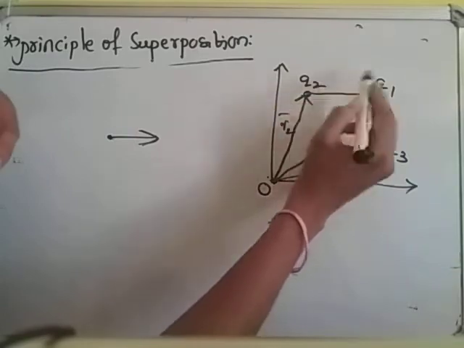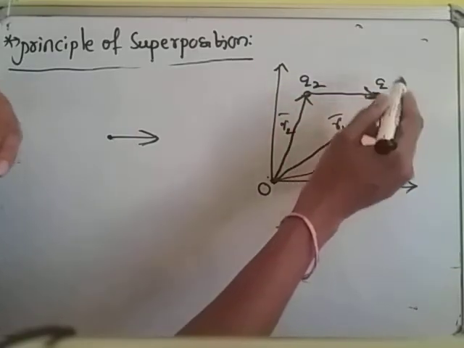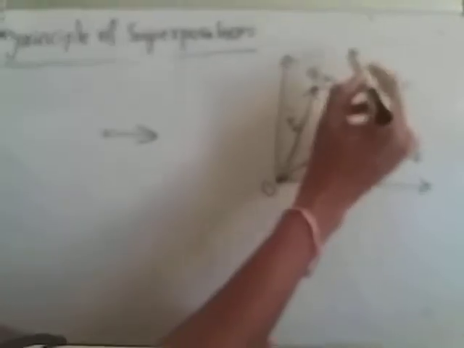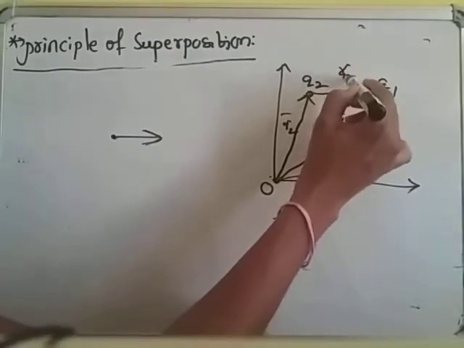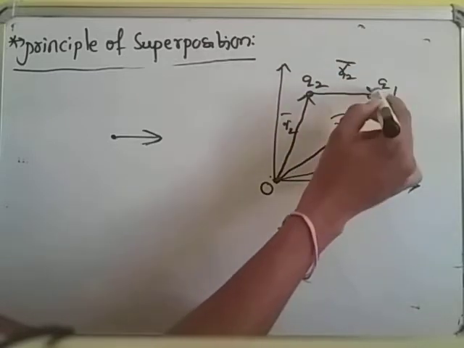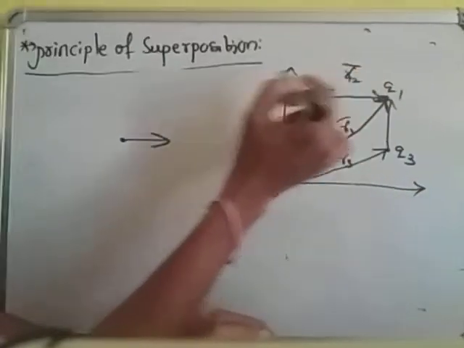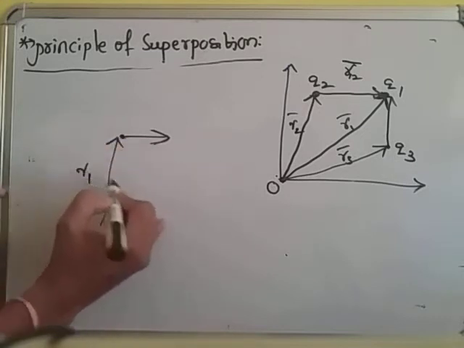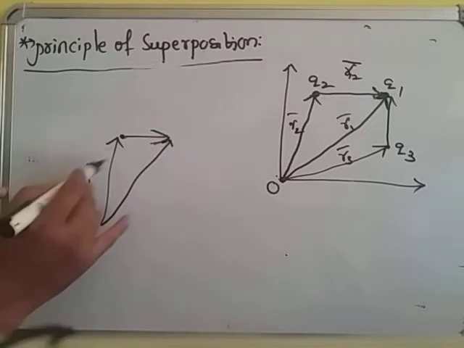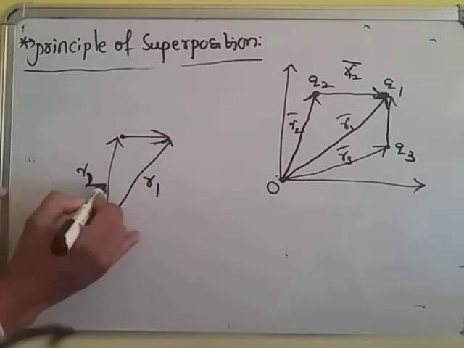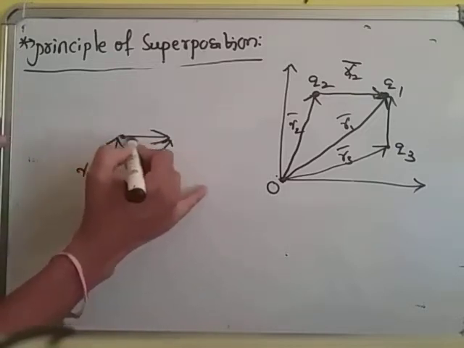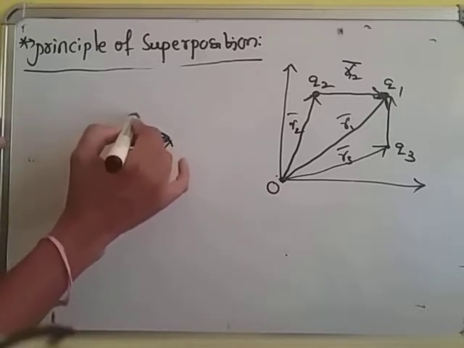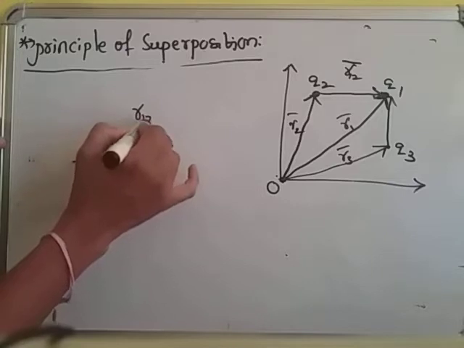If you want the Q2 Q1 distance in vector form, then by using the triangle law we will get this one as R12 bar, the position vector of 1 with respect to 2. If we write it on the right side like this, this is R1 and this is R2. For example, we will take this one as R12 bar.